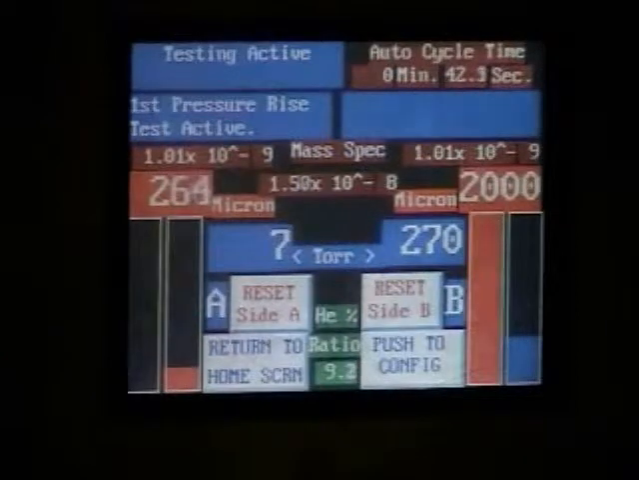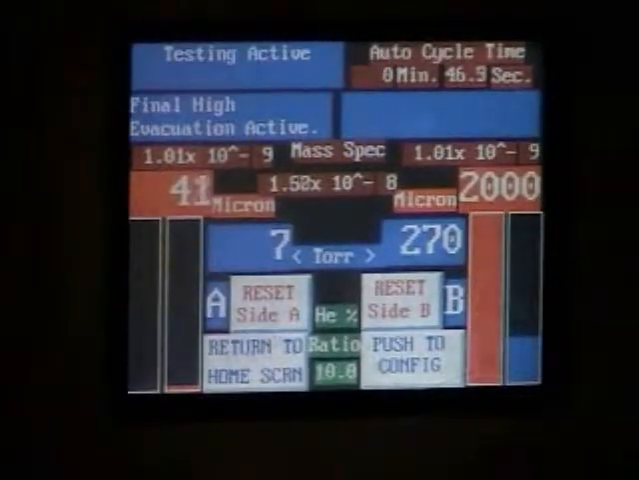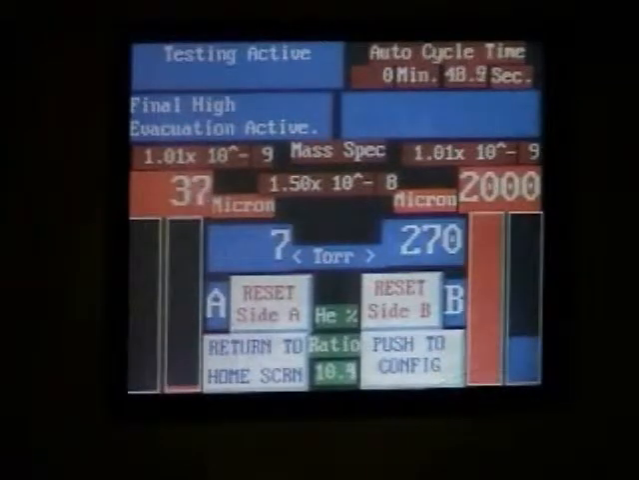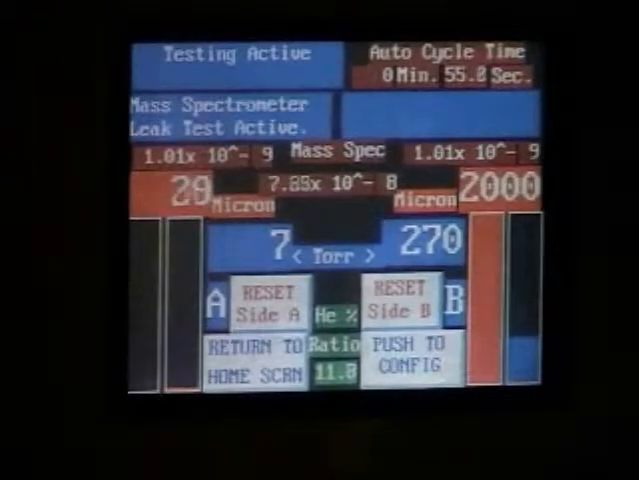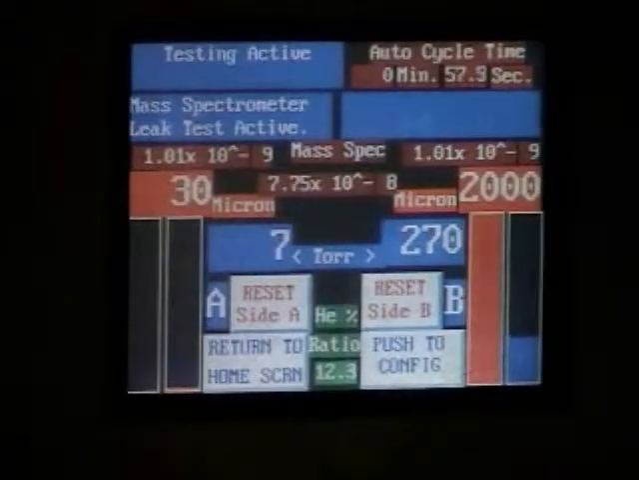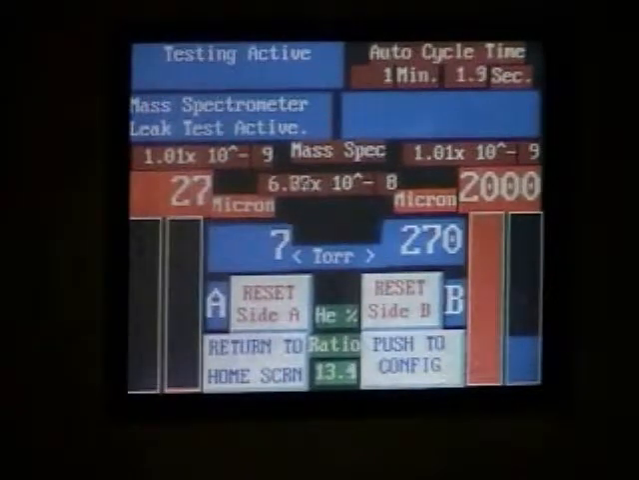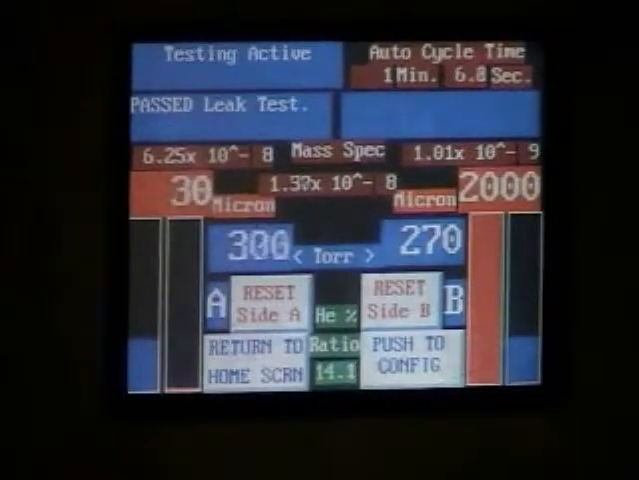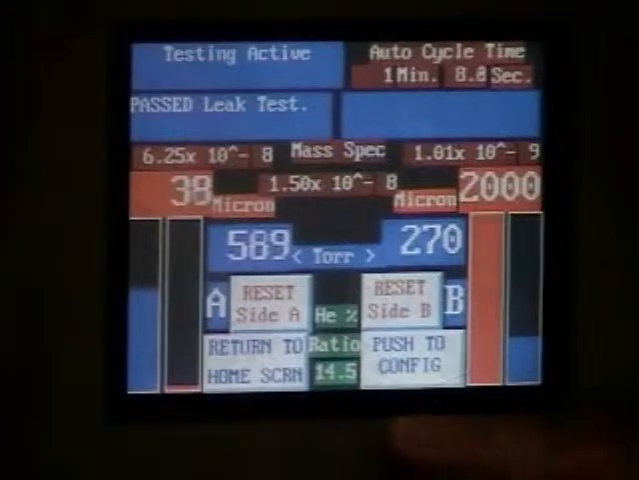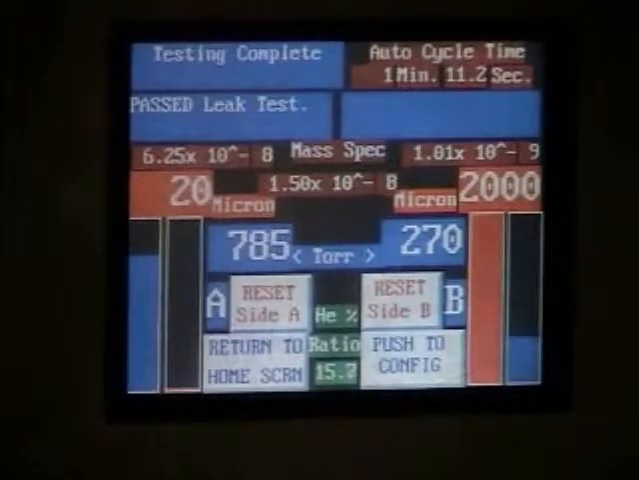Now we're doing our first pressurized test. Now our final evacuation for 10 seconds. Now we're exposing the internal circuit of the coil to the helium mass spectrometer for 20 seconds. And that unit passed. As you can see, we're now up to our 15% helium mixture.